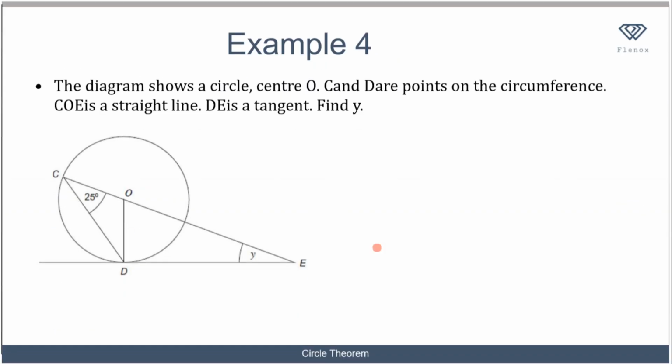So now let's check out the next example. Here we are told that the diagram shows a circle with center O. C and D are points on the circumference.